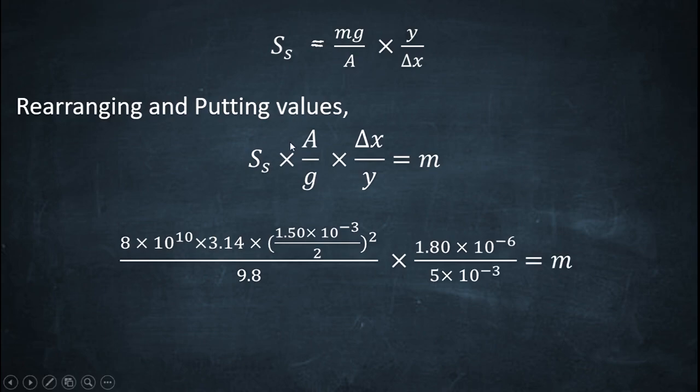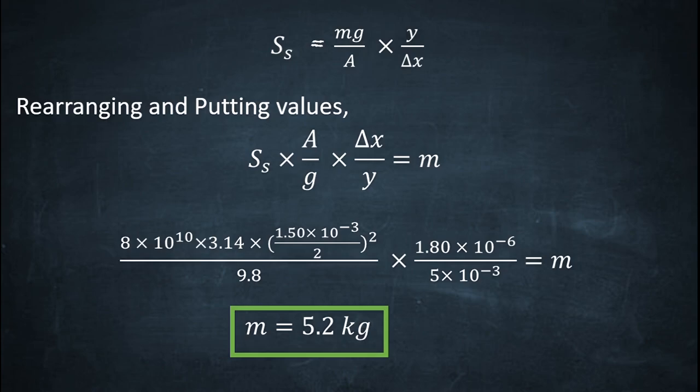Here in place of A I have written pi, which is 3.14, and d by 2 whole square. Diameter is given to us, 1.50 into 10 raised power minus 3, divided by 2. The value of g is known to us, that is 9.8, and del x is 1.80 into 10 raised power minus 6 and y is 5 into 10 raised power minus 3. Solving all these values, we will get the result for the mass of the frame as 5.19, which can be rounded off as 5.2 kg.